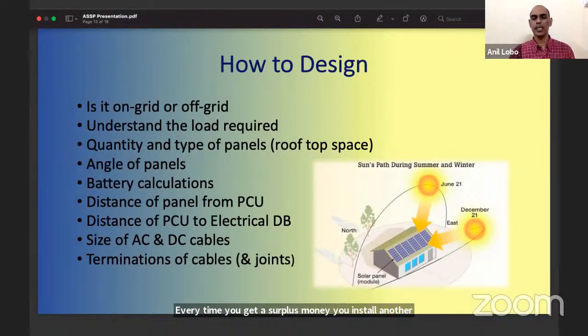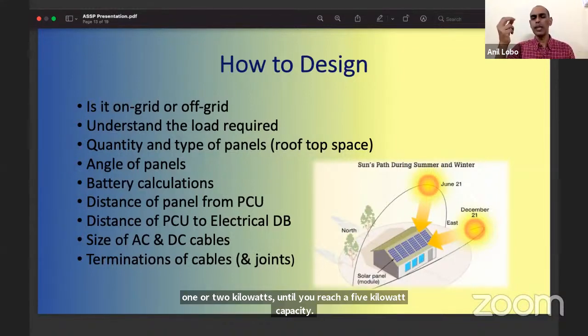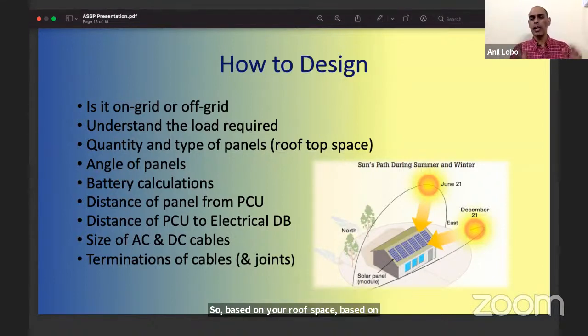of solar panels. Every time you get surplus money, you install another 1 or 2 kilowatts until you reach your 5 kilowatt capacity. So based on your roof space, your budget, and the number of kilowatts you need, you will choose the quantity and the type of the panels. And this is where you need to sit with your system integrator and explain to him what you need, how much your budget is, and what the size of the load in your house is.